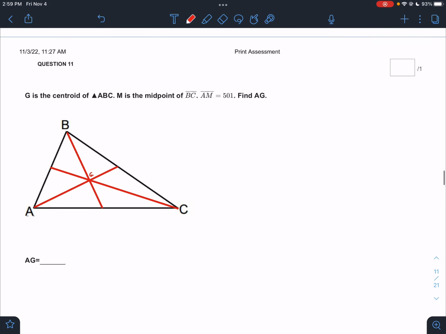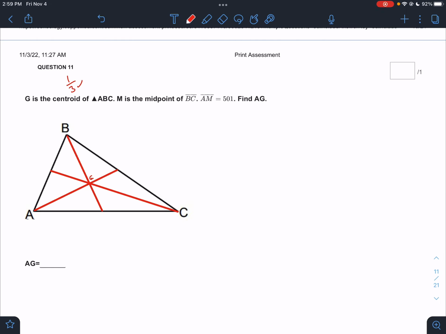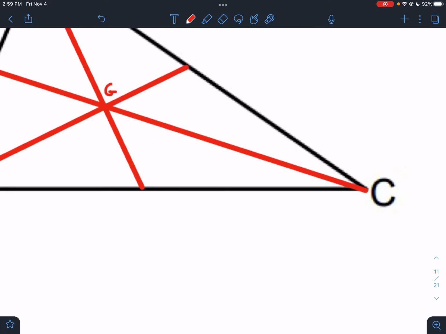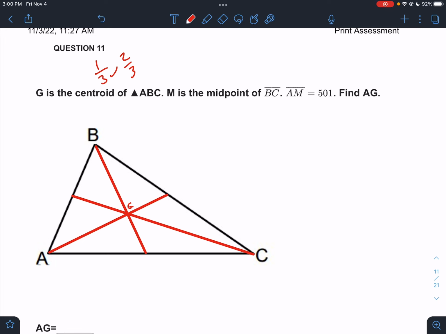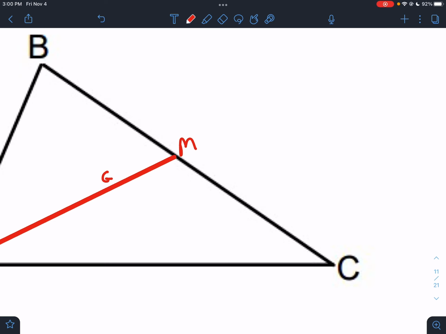So what do we know about a centroid? We know it does a 1/3, 2/3 split, and the distance to the corner is your 2/3. It says M is the midpoint of BC, and AM is equal to 501. All right, so I'm actually going to erase these. I don't need those. But I know that G was right here.